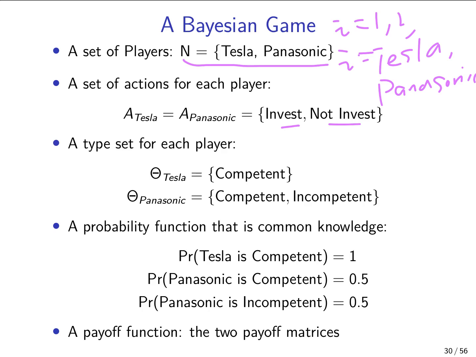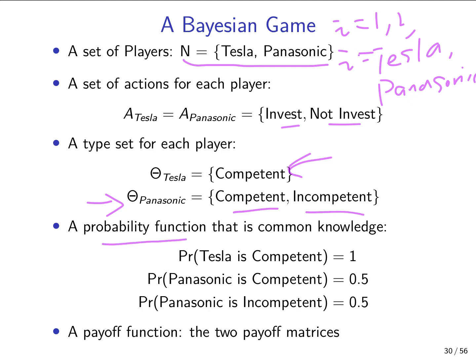Okay, so for Tesla, it's simple. There's only one type, the competent type, let's say. And for Panasonic, there are two types. Panasonic could be either competent or incompetent, and we use uppercase Greek letter theta to denote the set.